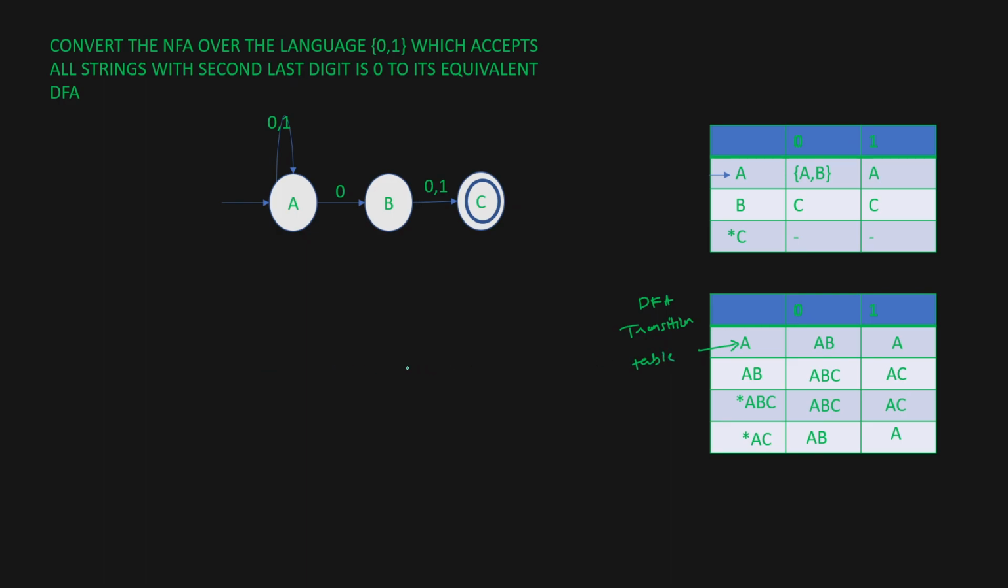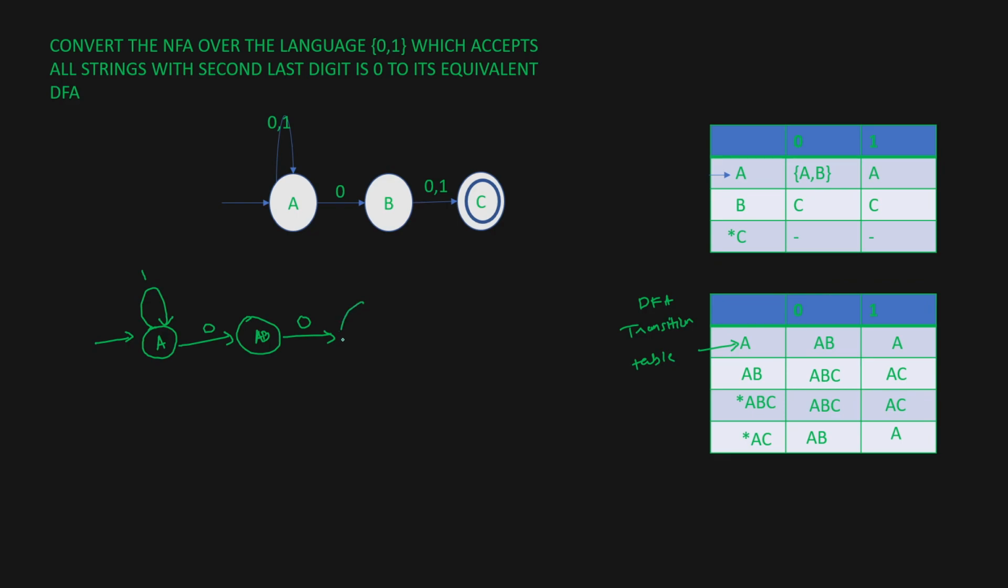Alright, now let's construct the equivalent DFA for this. What is the starting state? Starting state is A. When you get input 0, we are going to state AB. And you get input 1, you are staying in state A itself. Now what happens in state AB? When you get input 0, you are going to state ABC.